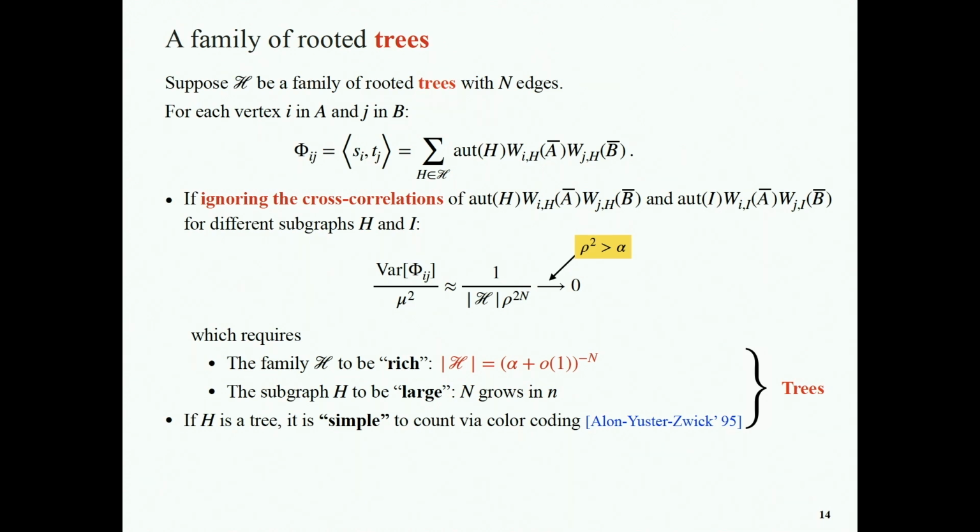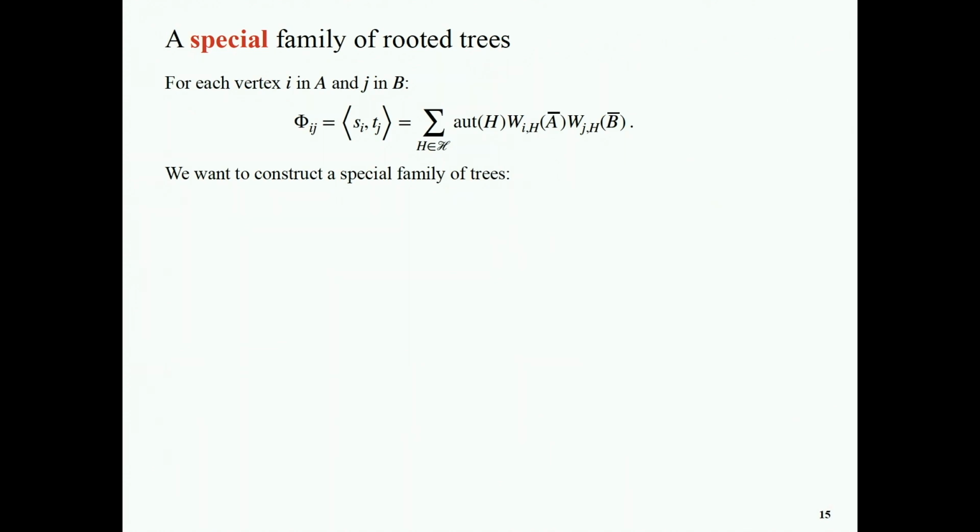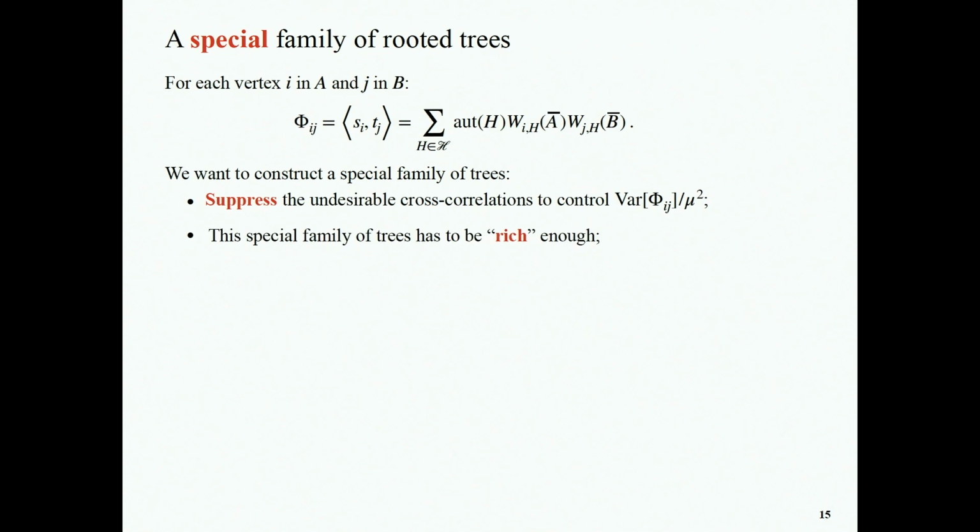But the issue is all of these calculations are incorrect because we're ignoring the cross-correlation between different terms in the summation here. So we cannot ignore this. And that's why we need to construct a special family of special trees. What we want about this special family is, first, that it can suppress undesirable cross-correlation to control the fluctuations versus mu square. Basically, we want to control the terms that we just ignored. The second thing is that even if we restrict to trees that have some special structures, we still want this family to be rich enough so that we can combine the information and make sure that the signature is as informative as possible.